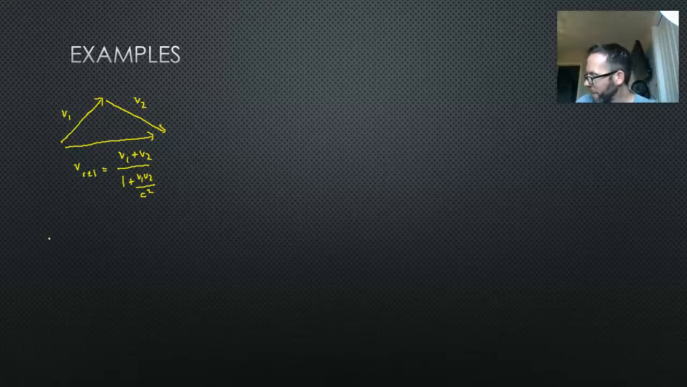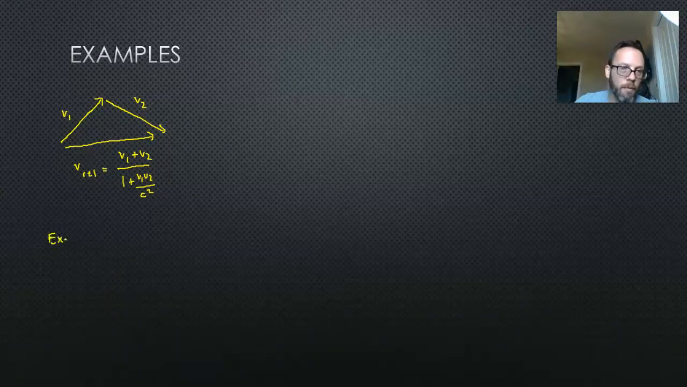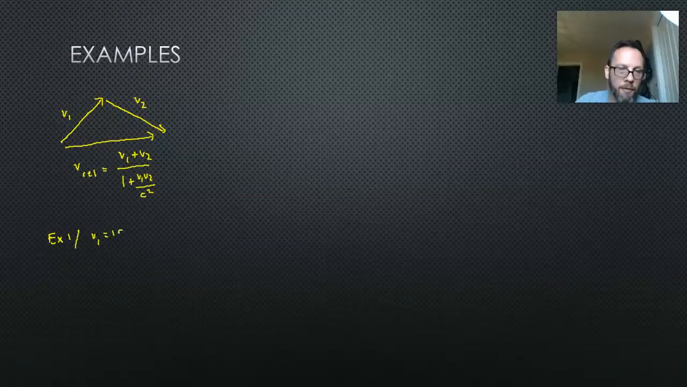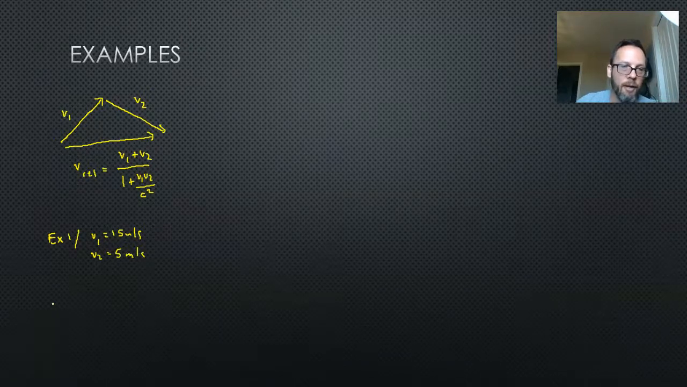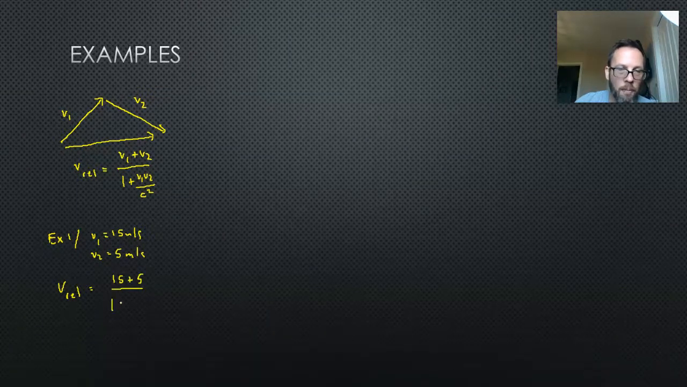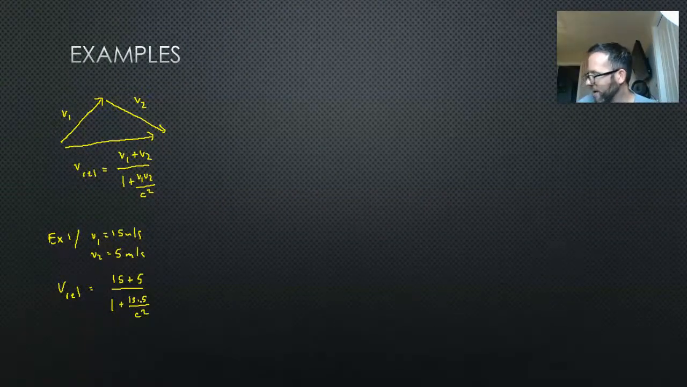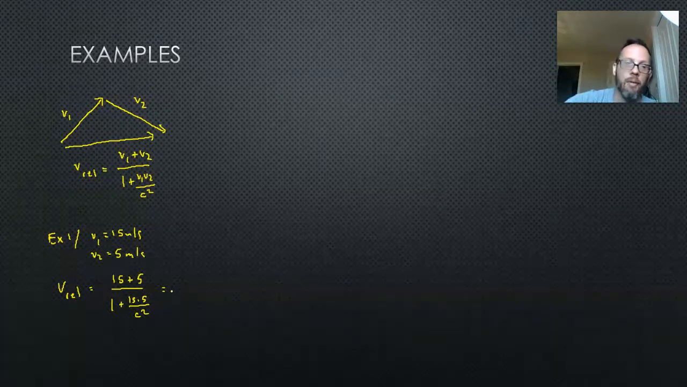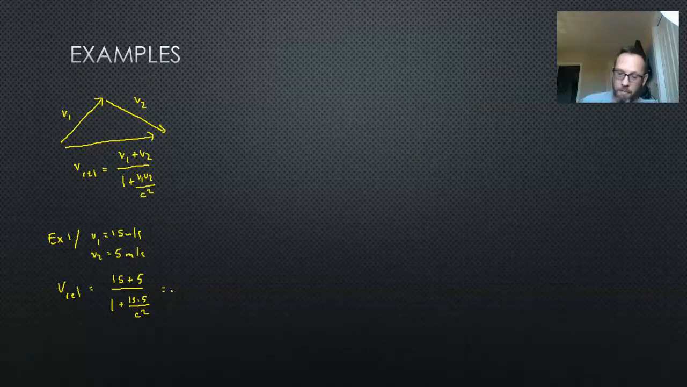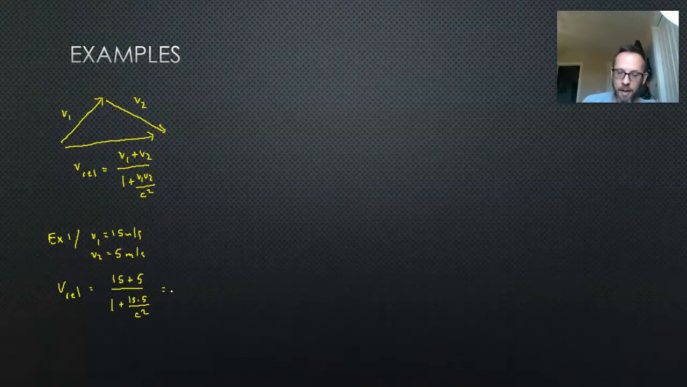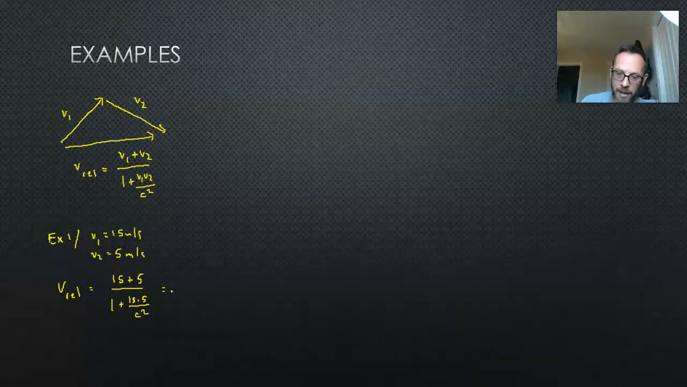So let's look at what happens when we have very low speeds. Let's say v1 is 15 meters per second, like the first bike example, and v2 is 5 meters per second. Let's plug our numbers in here. We get 15 plus 5 over 1 plus 15 times 5 divided by c squared. Punch that into your calculator and see what you get. On my standard calculator, I believe I'm just going to get 20. That's my guess, but let's see.